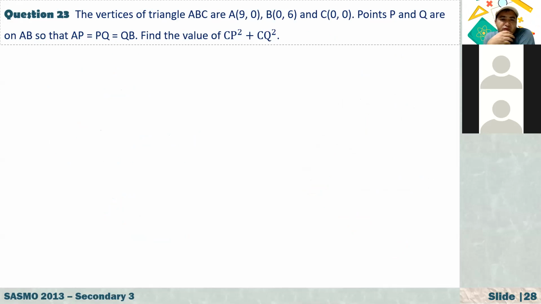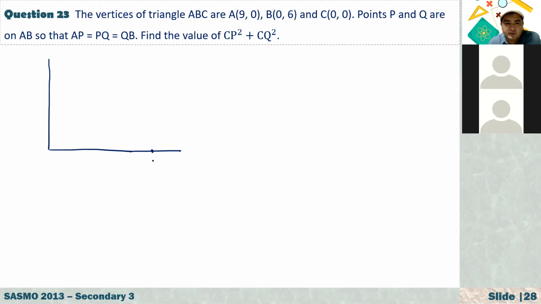The vertices of triangle ABC are (9, 0), (0, 6), and (0, 0). Okay, so immediately we can draw this. So we are talking about a kind of triangle here. Okay, so (9, 0) is somewhere here.